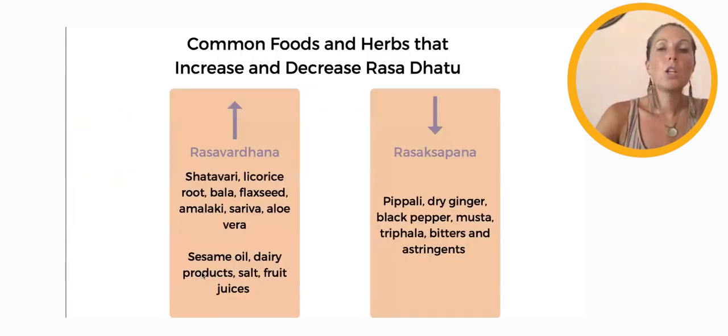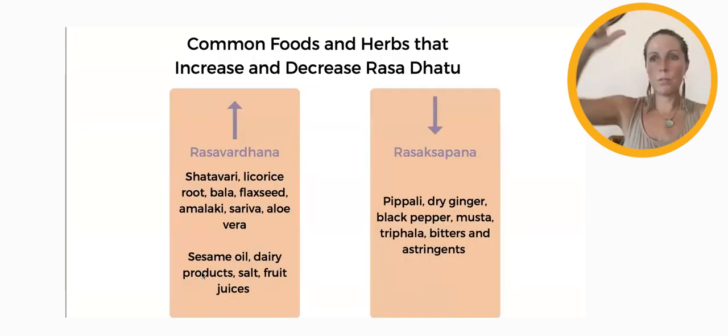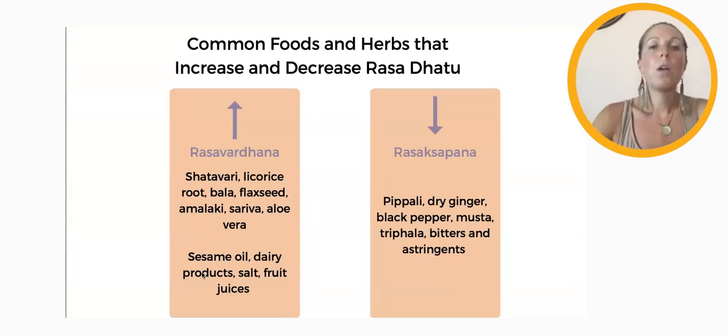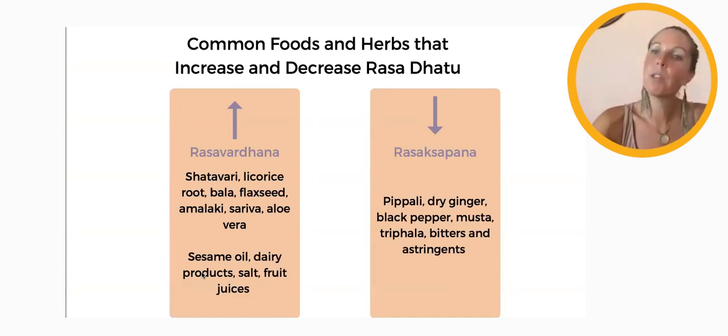Okay. So what are some common foods and herbs that increase or decrease rasa? Increasing: shatavari, licorice, bala, flaxseed, amlaki, sariva, aloe vera, along with sesame oil, dairy products, salt, and fruit juices. What's depleting? Pipali, that's long pepper, dry pepper, black pepper. So that would essentially be the trikatu mix. Musta, bitters and astringents are all going to decrease rasa. So if someone has low quality rasa, you want them to avoid the bitter and astringent taste, right? We think about cultivating the opposite.